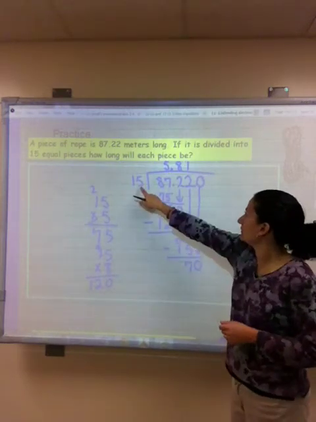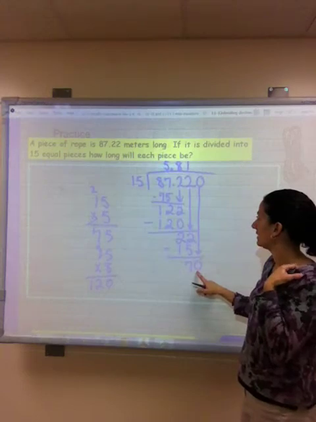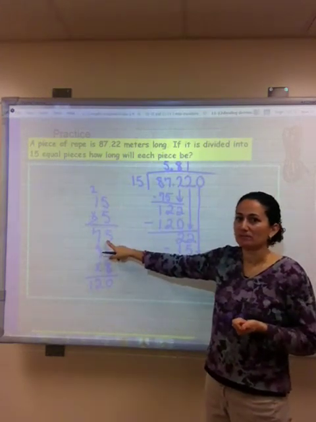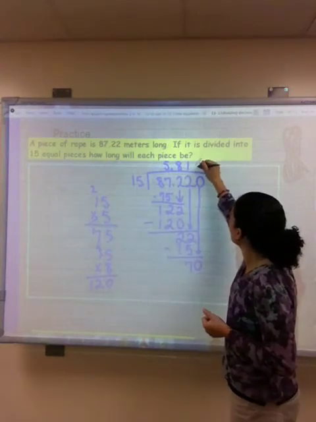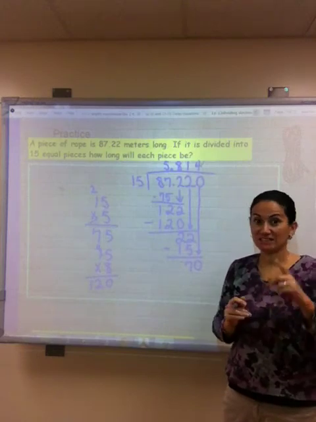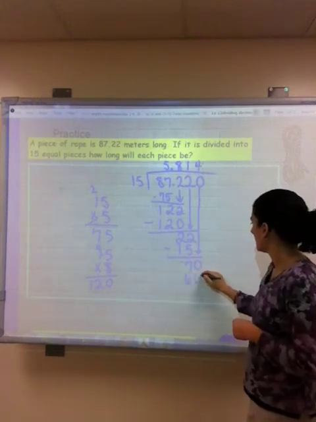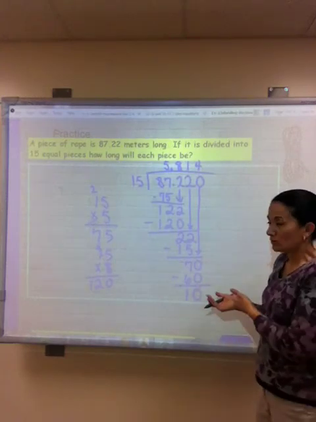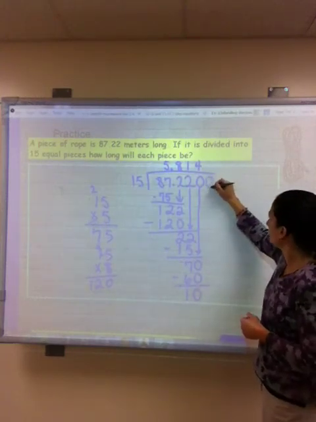So we're now back to 15 divided into 70. Well, I know 15 times 5 was 75. I already figured that out. So it must be 4 times. 4 times 15, I can figure that out mentally, is 60. When I subtract, I get a remainder of 10, which means I have to drop another 0.